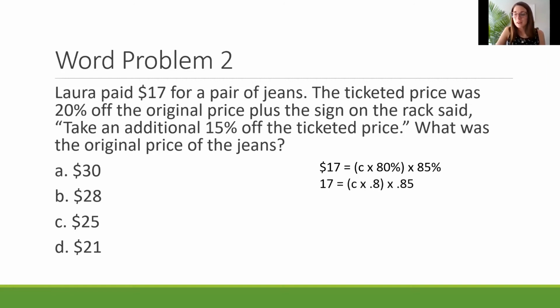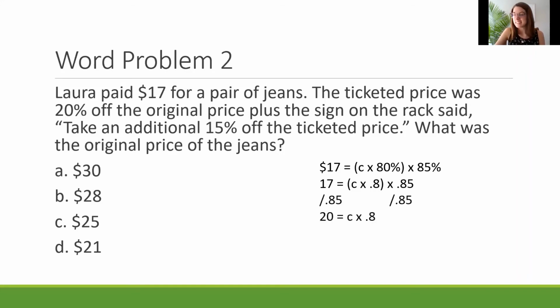So the first thing I'm going to do is change my percentages to decimals. That'll make them a little bit easier to work with. And changing a percent to a decimal is really easy. I'm just going to go and take it 2 decimal points over. So if I think about it like 80 with a decimal point after the 80, I'm going to go over to the left 2 places, so it becomes 0.8. Same thing with 85. I'm going to go over to the left 2 places, so it becomes 0.85. All right, so now I have 17 equals C times 0.8 times 0.85.